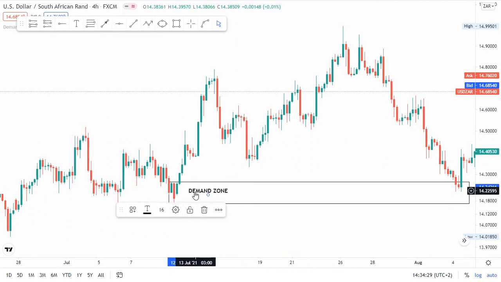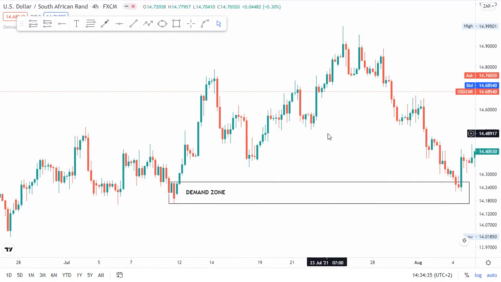So the strength: how did price leave this level? We had 1, 2, 3, 4 candles, nice, three big candles, four big candles.